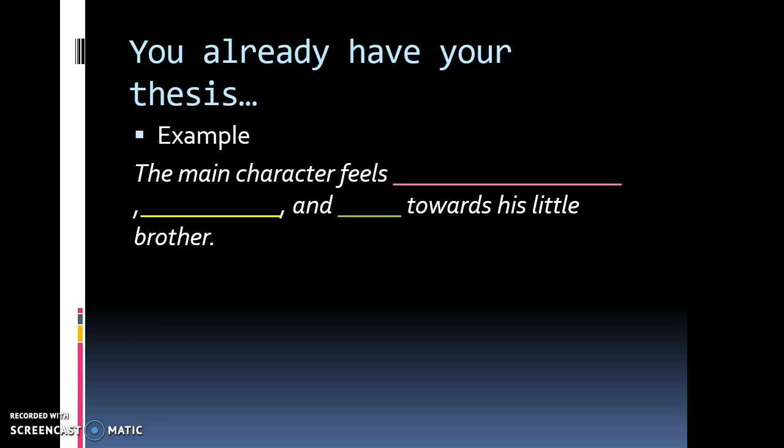So you already have your thesis created. The main character feels blank, and then you have your 3 blanks there. After you've gone through your graphic organizer, you will simply pull in your 3 reasons that you found to support that, or the 3 ideas, and fill them in the blanks. And you've established your bing, your bang, and your bongo. So the main character feels disappointment, responsibility, and guilt towards his little brother.